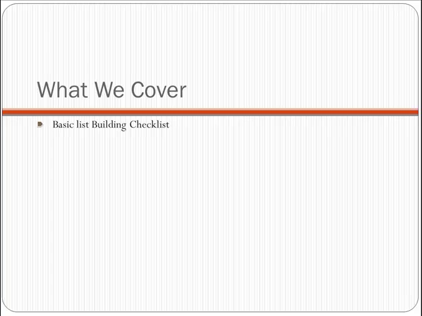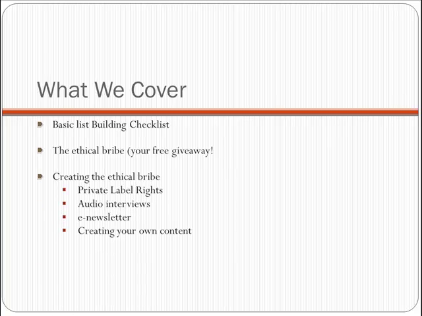What we're going to cover is the basic list building checklist. We're going to go back over this really quick, of what you need to get started with your list building. We're going to be talking about your ethical bribe, your free giveaway, and not just talking about it, we're going to be actually creating that ethical bribe. We'll talk about private label rights, audio interviews, e-newsletters, and creating your own content. This is going to be some really good training. We're also talking about the squeeze page structure.